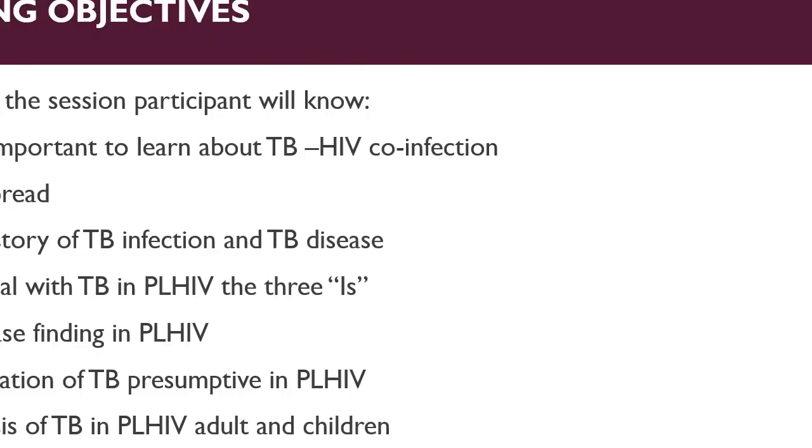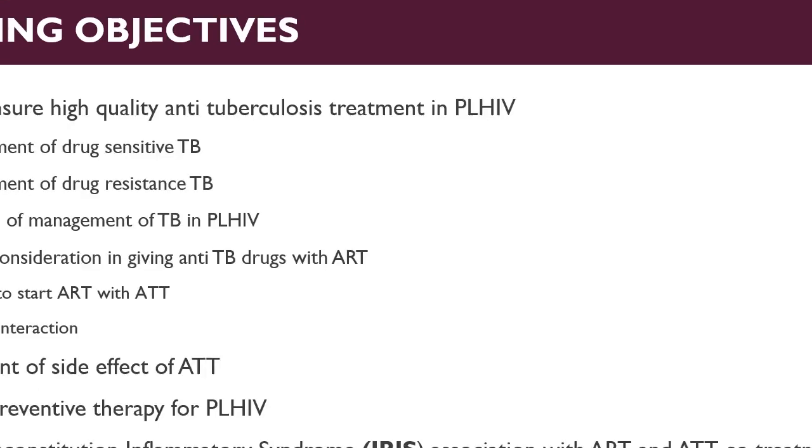At the end of the session, the participants will know why it is important to learn about TB and HIV co-infection, how TB is spread, what is the natural history of TB infection and TB disease, how to deal with TB in PLHIVs, the 3 I's, intensified case finding in PLHIV, identification of TB presumptives in PLHIV, and diagnosis of TB in PLHIV adults as well as in children. Also learn how to ensure high quality anti-tuberculosis treatment in PLHIVs.